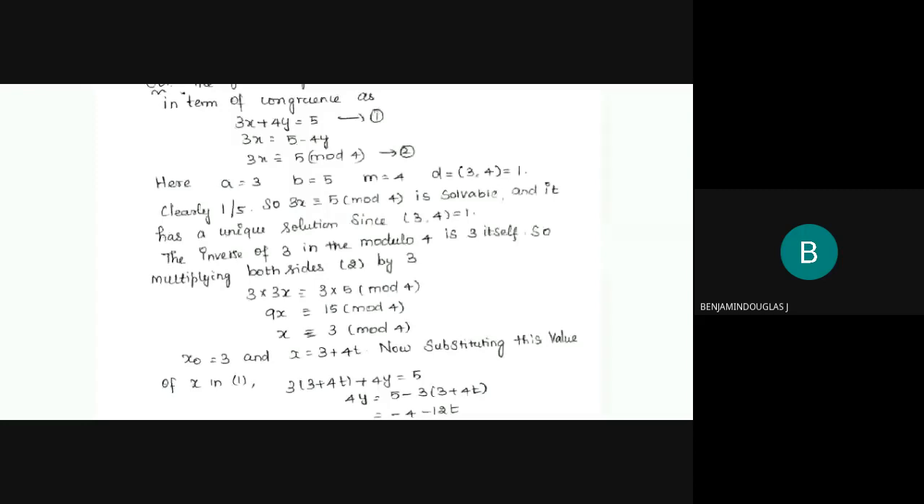So now the linear congruence equation, throughout multiplying by 3. Here the 3 is the inverse of 3. So throughout multiplying equation 2 by 3. So 3 into 3x, 9x. The right hand side, 3 into 5, 15 mod 4. So 9x congruent to 15 mod 4.